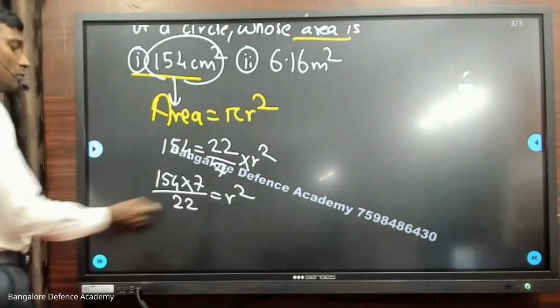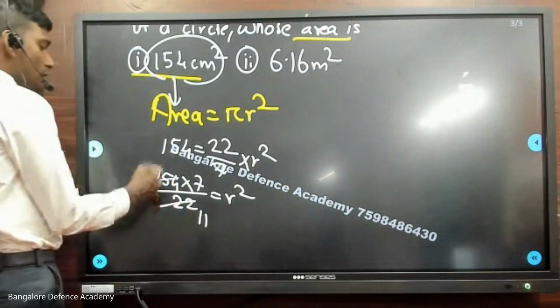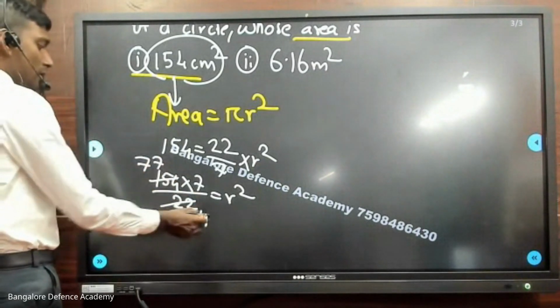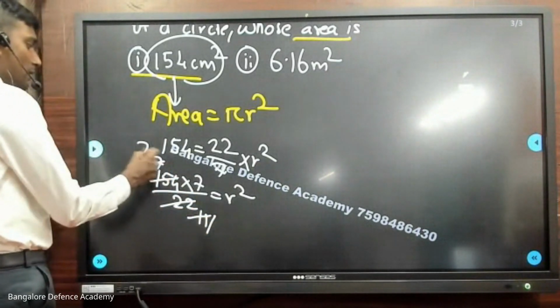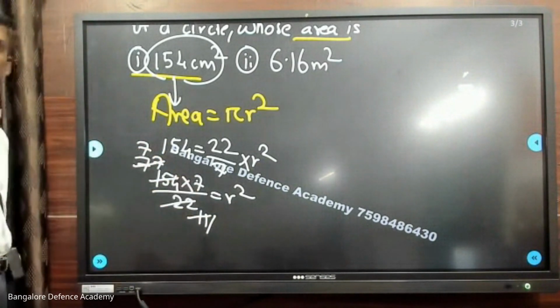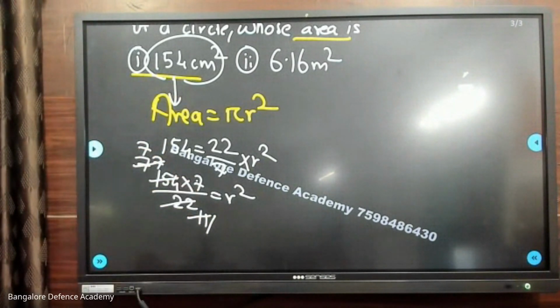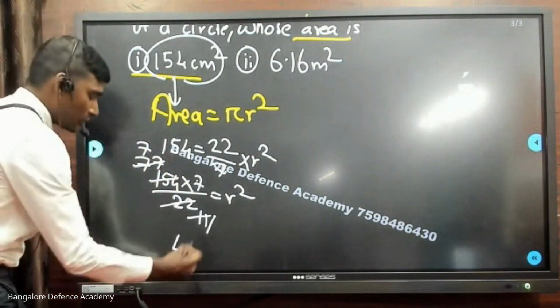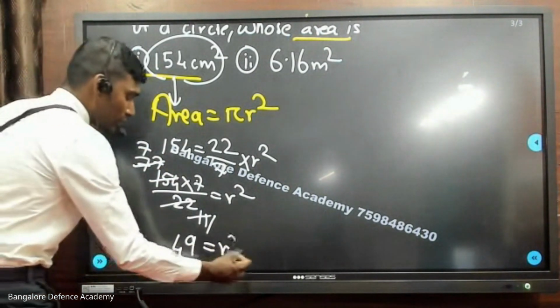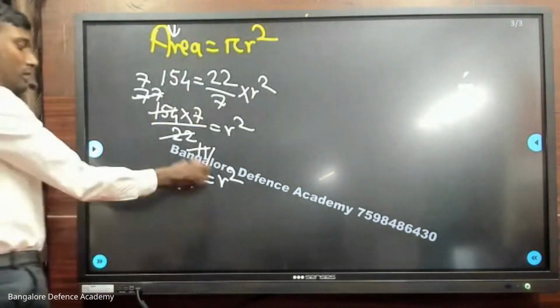Now divide it by 2. You get 2 11s are 22, 2 7s are 14. 2 7s are 14, 11 1s are 11, 7 into 7 is how much? 49. When I'm solving, you should be on the board. समझ में आया? फिर बोलते समझ में नहीं आ रहा सर वापस ऊपर नीचे करो. Okay, 7 into 7 gives you how much? 49. This is equal to how much? R square. But this is radius square.